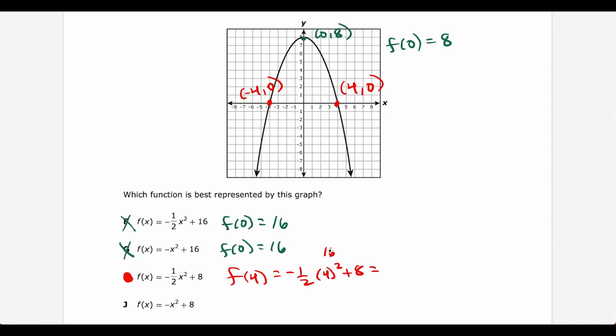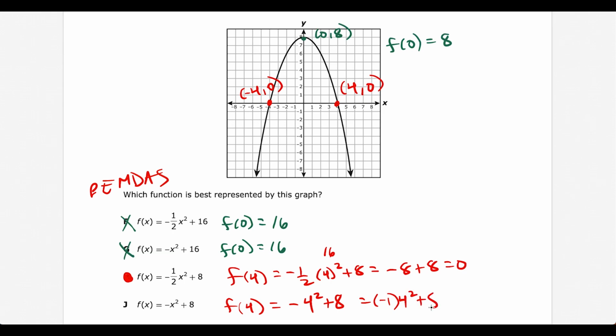So if I do -1/2 times 16, that's -8 plus 8, which is equal to 0. However, if we plug in 4 to choice J, we have -4 squared plus 8. And remember order of operations. If there's no parenthesis before your exponent term, think of this as -1 times 4 squared plus 8. And if I do 4 squared is 16 times -1, I have -16 plus 8 is -8. Okay, so that's why this choice is eliminated, and it's definitely choice H.